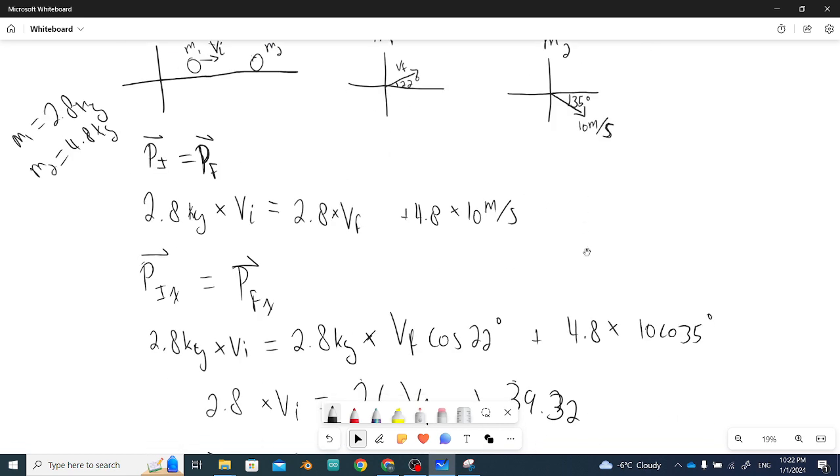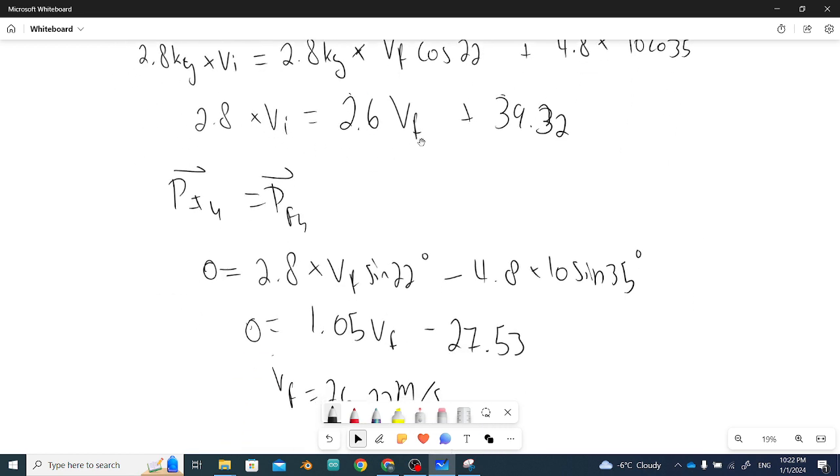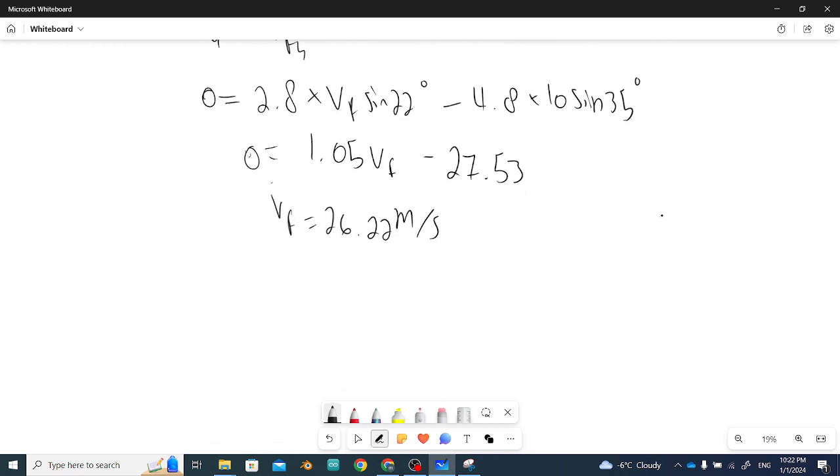So now we can also find the initial speed by just plugging back into the equation from before. Since we know VF is 26.22, we plug it in: 2.6 times 26.22 plus 39.32, divide that by 2.8, and that should be 38.39. So the initial speed was 38.39 meters per second, and the final speed was 26.22. So that's pretty much it.